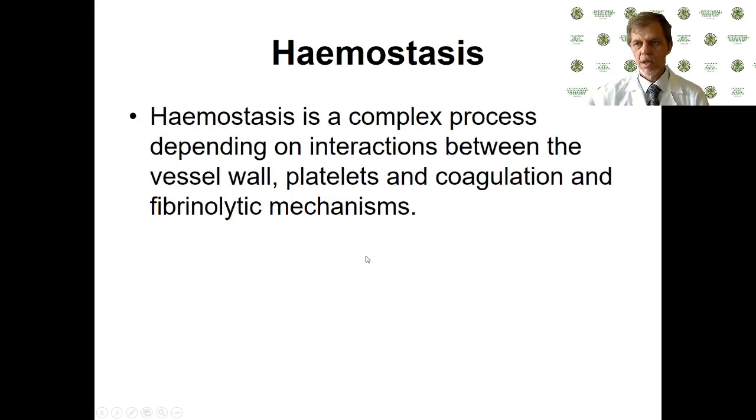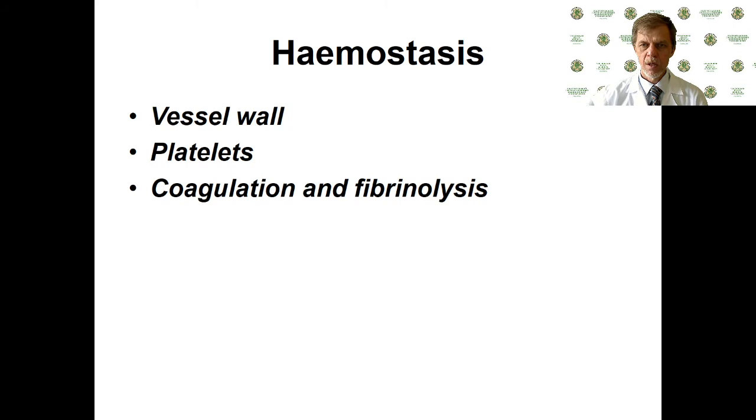So before talking about bleeding disorders, let's remember what it means, hemostasis. Hemostasis is a complex process dependent on interactions between the vessel wall, platelets, and coagulation and fibrinolytic mechanisms. So we have three components of hemostasis. Now, what do we need hemostasis for?